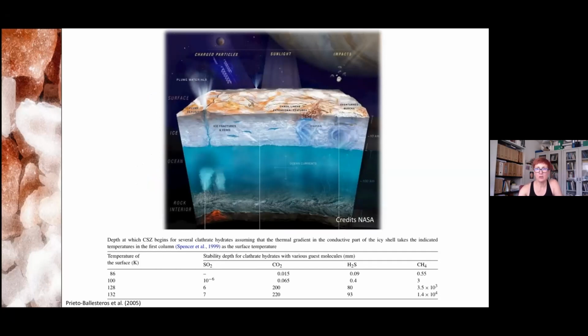Okay, so some years ago, we calculated the depth at which gas clathrates of different volatiles could be stable in Europa, theoretically. For example, SO2, CO2, H2S, and methane. And you can see that they can be stable in the crust from a few millimeters down to the bottom of the ocean.